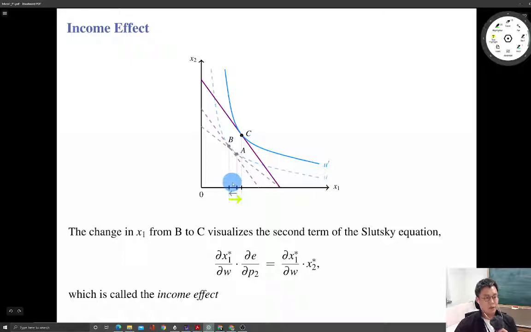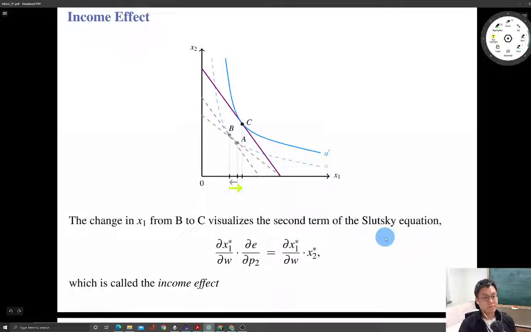In this figure, the income effect is measured by the change from B to C. After considering the substitution effect, where we consider the change in demand due to the change in the relative price, the remaining part is captured by the income effect. So the change in demand for good 1 from B to C visualizes the income effect.